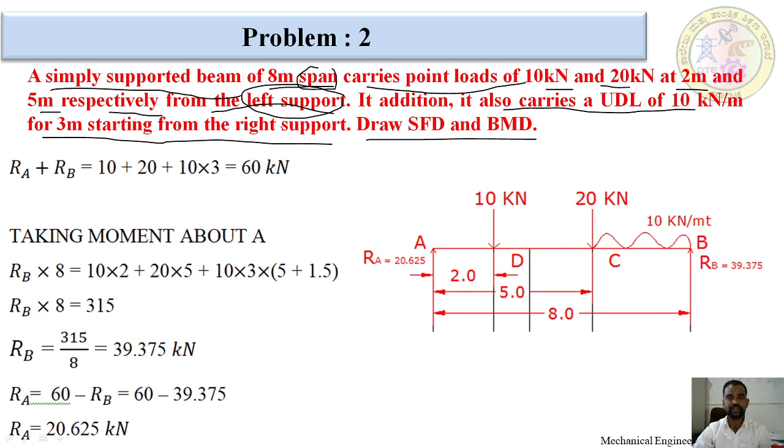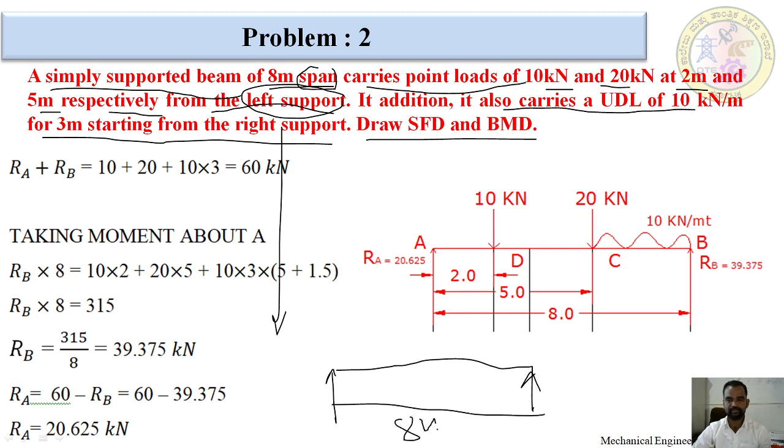Firstly, we have to convert this into diagrammatic form. First, they have given a simply supported beam. This is the beam, and it is simply supported. Total length they have given is 8 meter. One point load they have given with a magnitude of 10 kilonewton at a distance of 2 meter from the left support. Another point load of 20 kilonewton at a distance of 5 meter from the left support, and the remaining distance is 3 meter from the right support. Up to here we have a UDL of magnitude 10 kilonewton per meter. Like this, the problem is shown here.